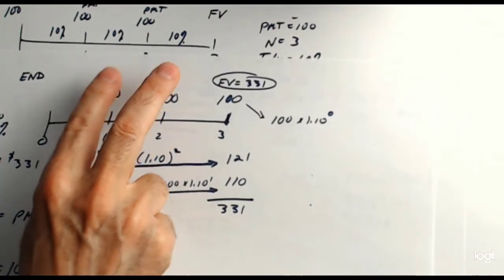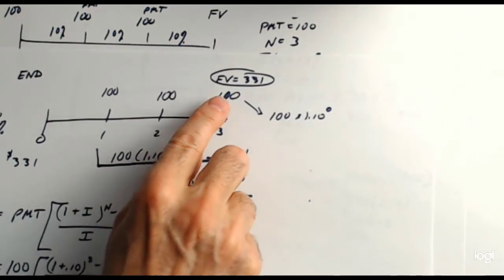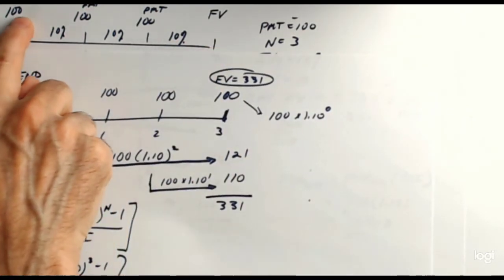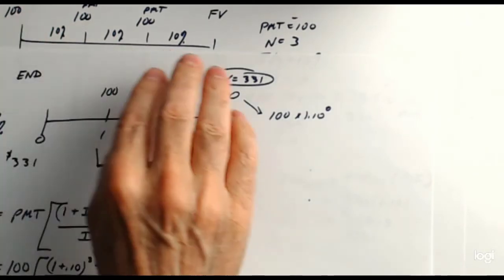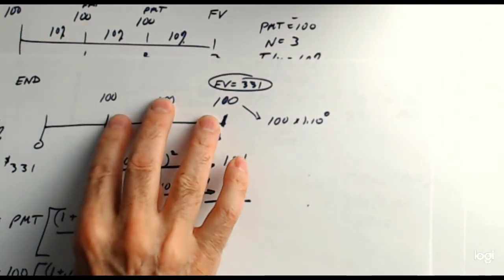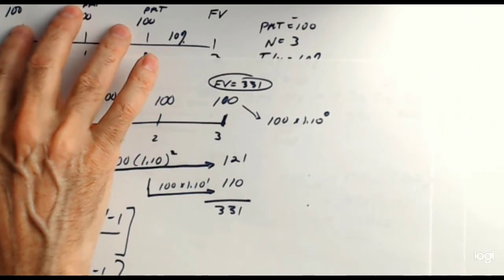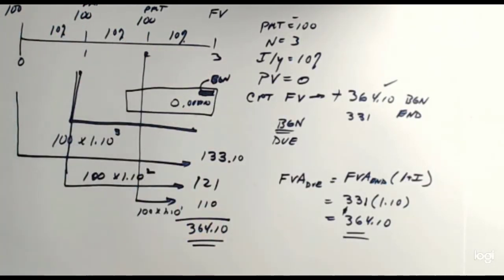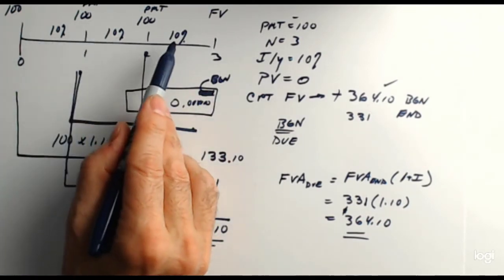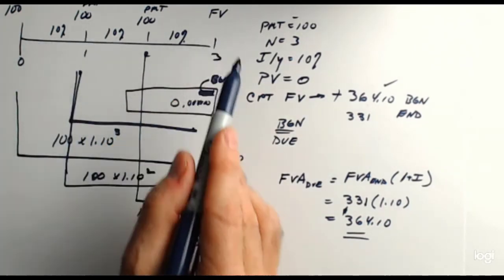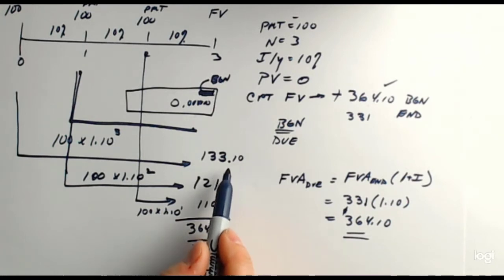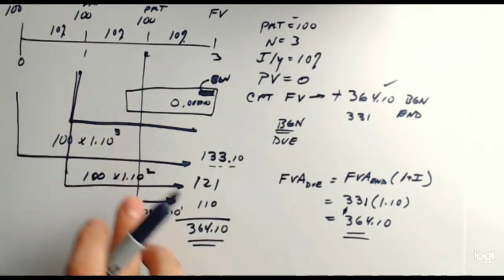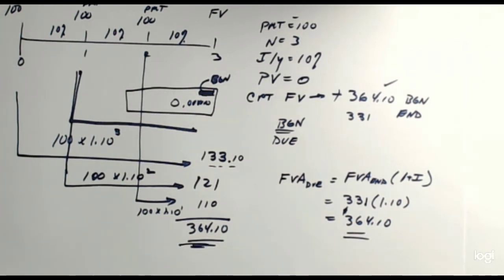There they are. They haven't changed. What's changed is this number doesn't exist anymore. And now we have this payment here that starts at this point because we moved these 3 payments over. And there they are. And so we had to compound this 3 periods. How much more do you get by compounding this 3 periods versus 0 periods? You get $33.10. You get this right here. Plus you get the $100 back. So the whole thing is worth $364.